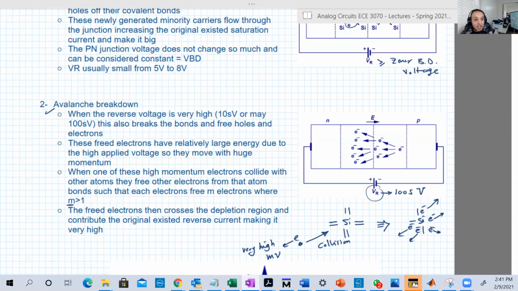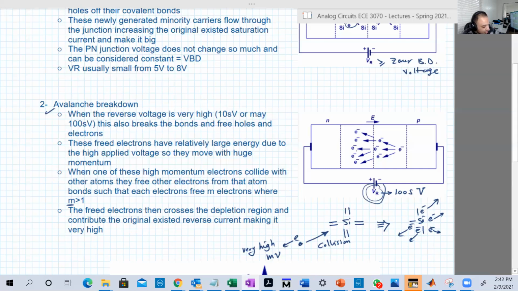And remember, those 5 electrons that will be free now are free in the conduction band, and we have the same high reverse voltage, so they will gain high energy. Then they continue moving, colliding with other atoms, freeing other electrons, and so on and so forth. That's why it's avalanche. It's very big. So one electron can result in more than one free electron, and each one of those results in more than one free, and so on and so forth.